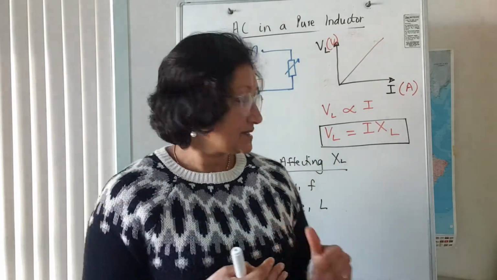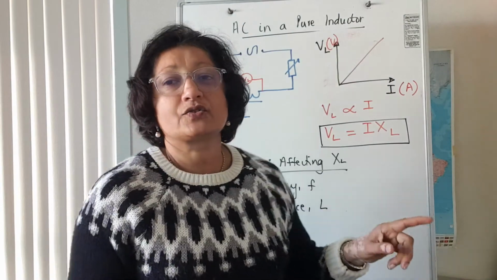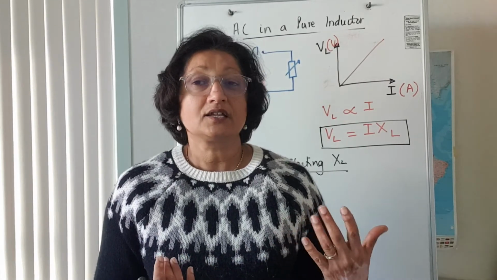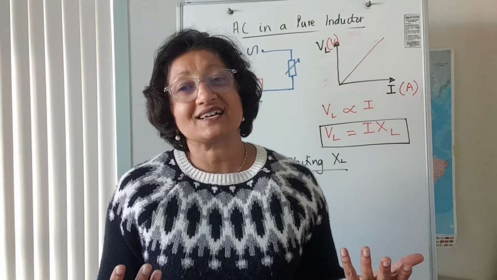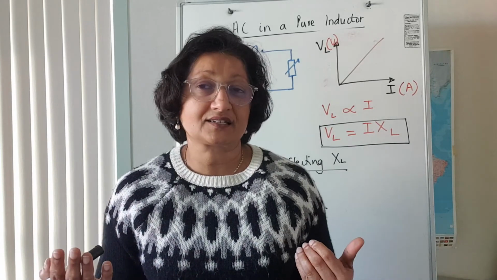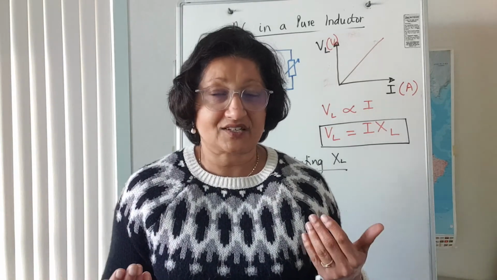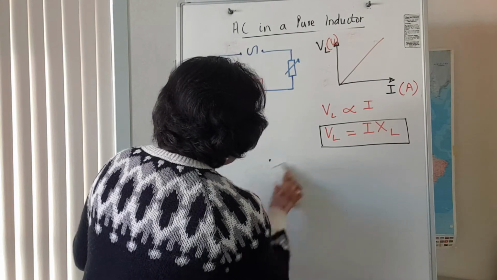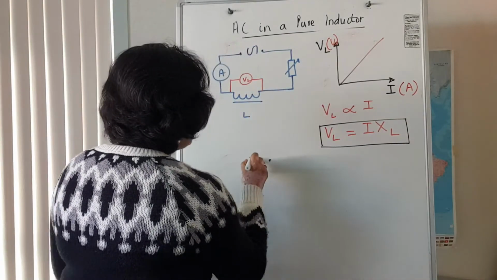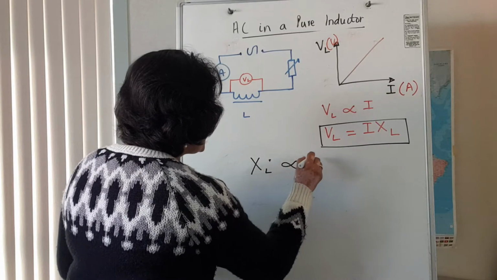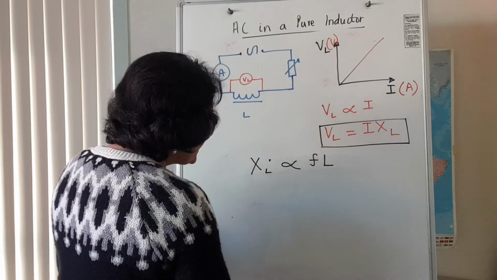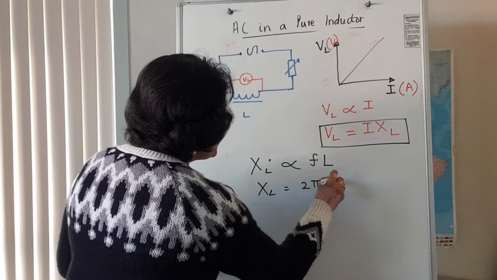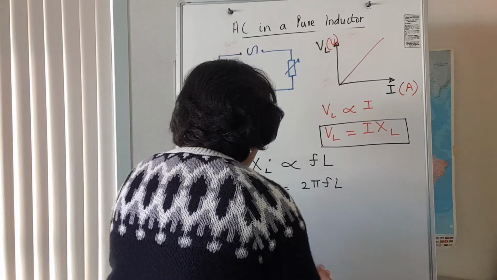And then the other thing is the inductance itself, L. The inductance of an inductor is directly proportional to its induced voltage, so again the current is going to be smaller. If the inductance increases, that means your reactance is going to be higher. So the reactance of the inductor is directly proportional to both the frequency and the inductance. The constant of proportionality is 2 pi, so the whole equation becomes XL is equal to 2 pi f L.